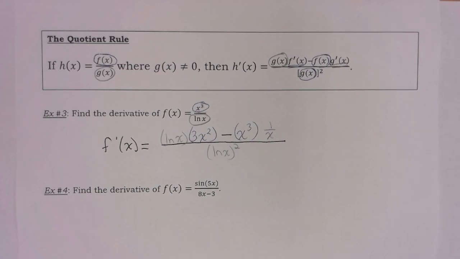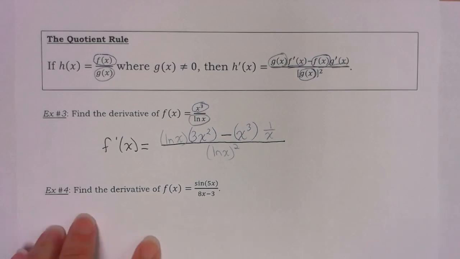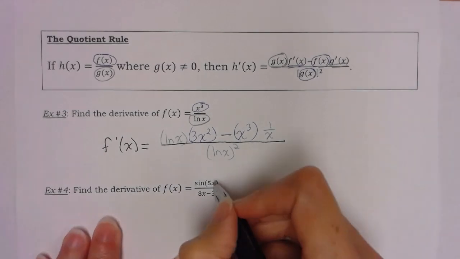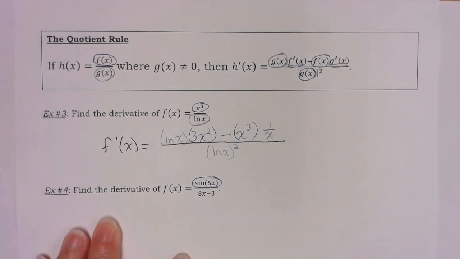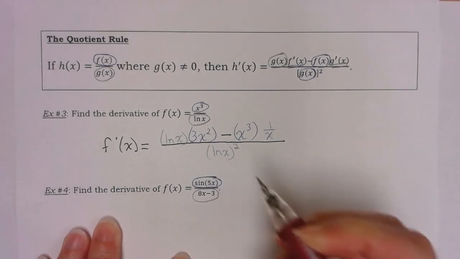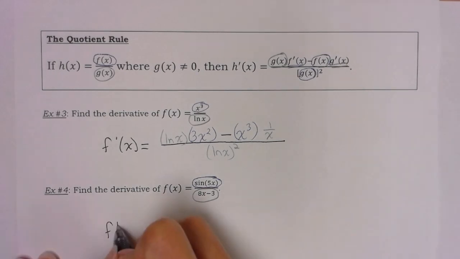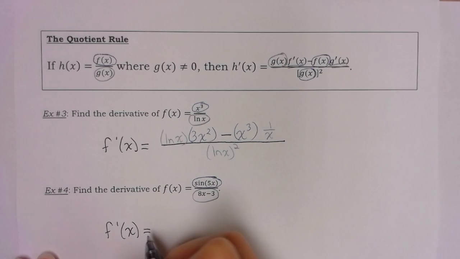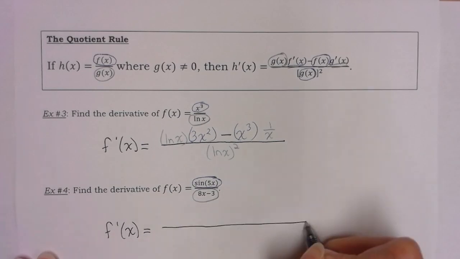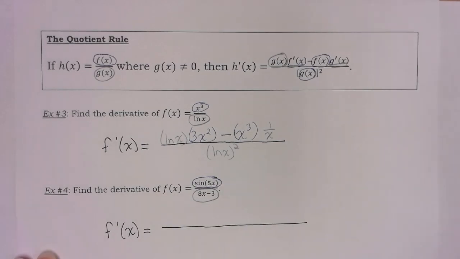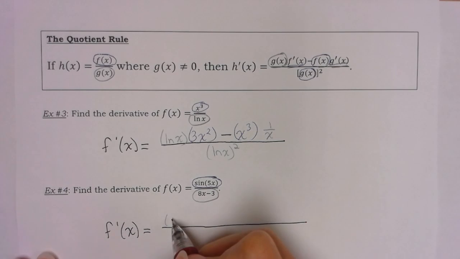So example 4. Again, we have a top function, which is sine of 5x. We have a bottom function, which is 8x minus 3. Again, this one's going to have chain rule. So we have f prime of x, and again, we're going to have a fraction. We start with the bottom. The bottom function is left alone.